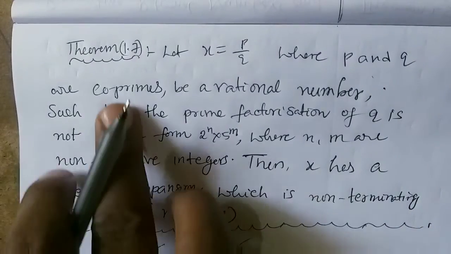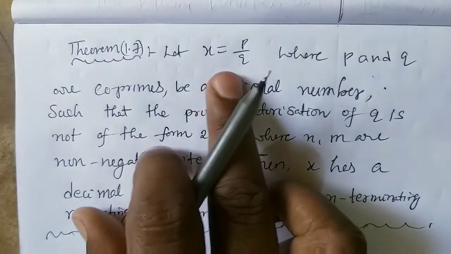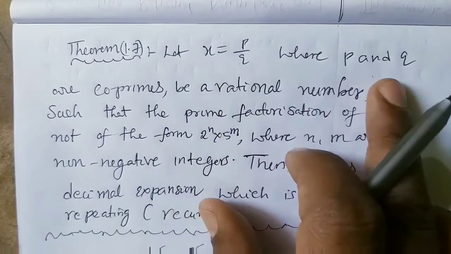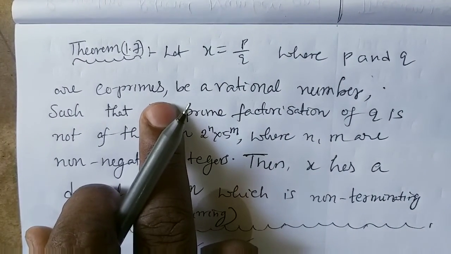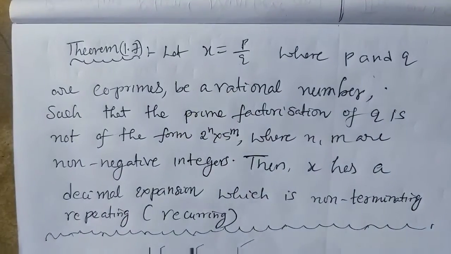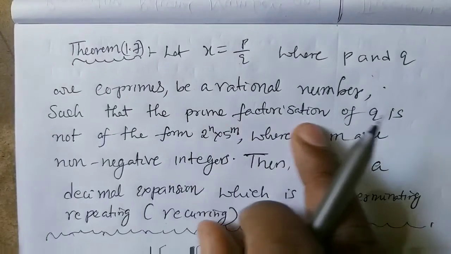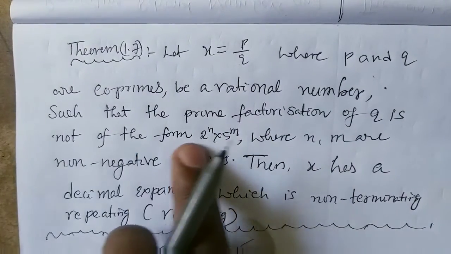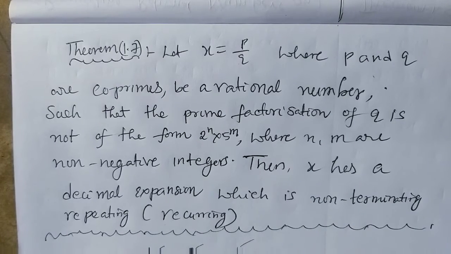that statement is nothing but theorem 1.7. What is theorem 1.7 telling? Let x equal to p by q be a rational number where p comma q are co-primes, as we took in the examples, such that the prime factorization of q is not in the form of 2 power n into 5 power m. See that 3, 7 and 11 are not in the form of 2 power n into 5 power m.